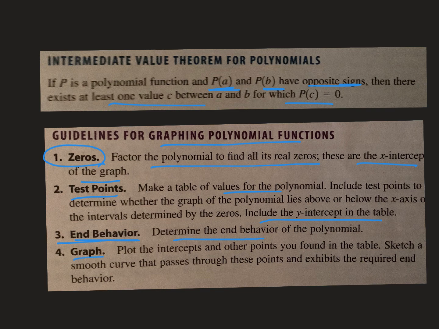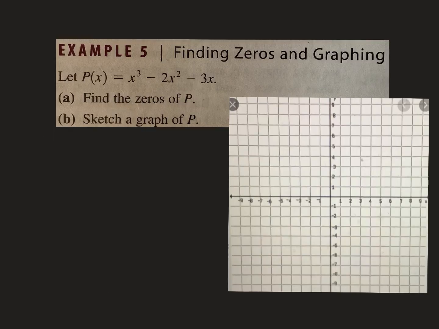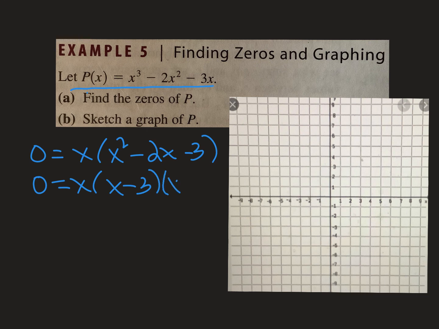Plot the points we have. So let's try a couple here. Okay, it says graph this thing right here. Graph and find the zeros of x cubed minus 2x squared minus x. Okay, to find the zeros, we're going to factor. So I'm going to say 0 equals, factor out the GCF, which is x. That leaves x squared minus 2x minus 3. Factor what you have in there still, you get x minus 3 times x plus 1. And so my zeros would be 0, 3, and negative 1.